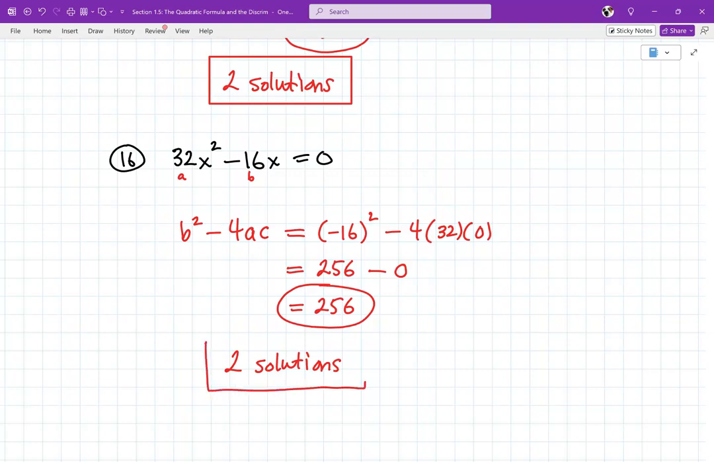Now, if the answer would have come out to negative 256, what would I say? I would say 2 imaginary or no solutions. What if it came out to 0? 1 solution. Okay? So once you figure out your answer for the discriminant, then go back to that list and figure out, is it bigger than, less than, or equal to 0? Which one is it? Okay? And that'll be your answer. 2 solutions, 1 solution, no solutions.